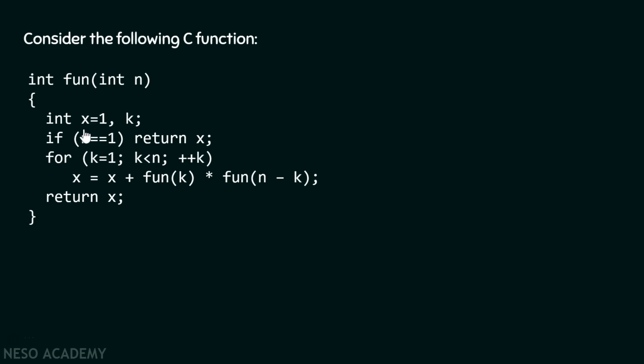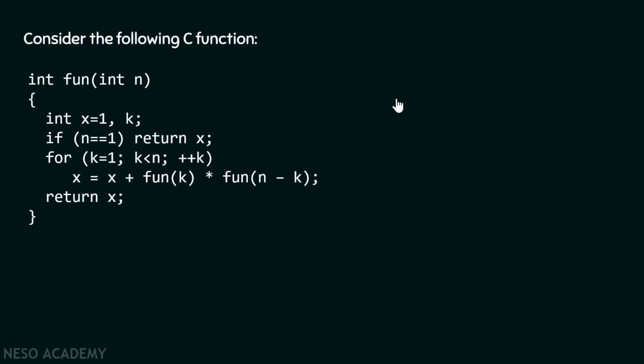Inside this function, I have declared one variable x and I'm initializing it to value 1, and I have declared one more variable k. After these declarations, we have one if construct, and inside it I'm checking this condition: is n equal to 1 or not? If it is equal to 1, then we will return the value of x. Otherwise, we will run this for loop, which runs from 1 to n minus 1. Inside this for loop, we have one statement, x equals x plus fun k into fun n minus k. We are calling the fun function again, that is why it is a recursive procedure. And finally, we will return the value of x.